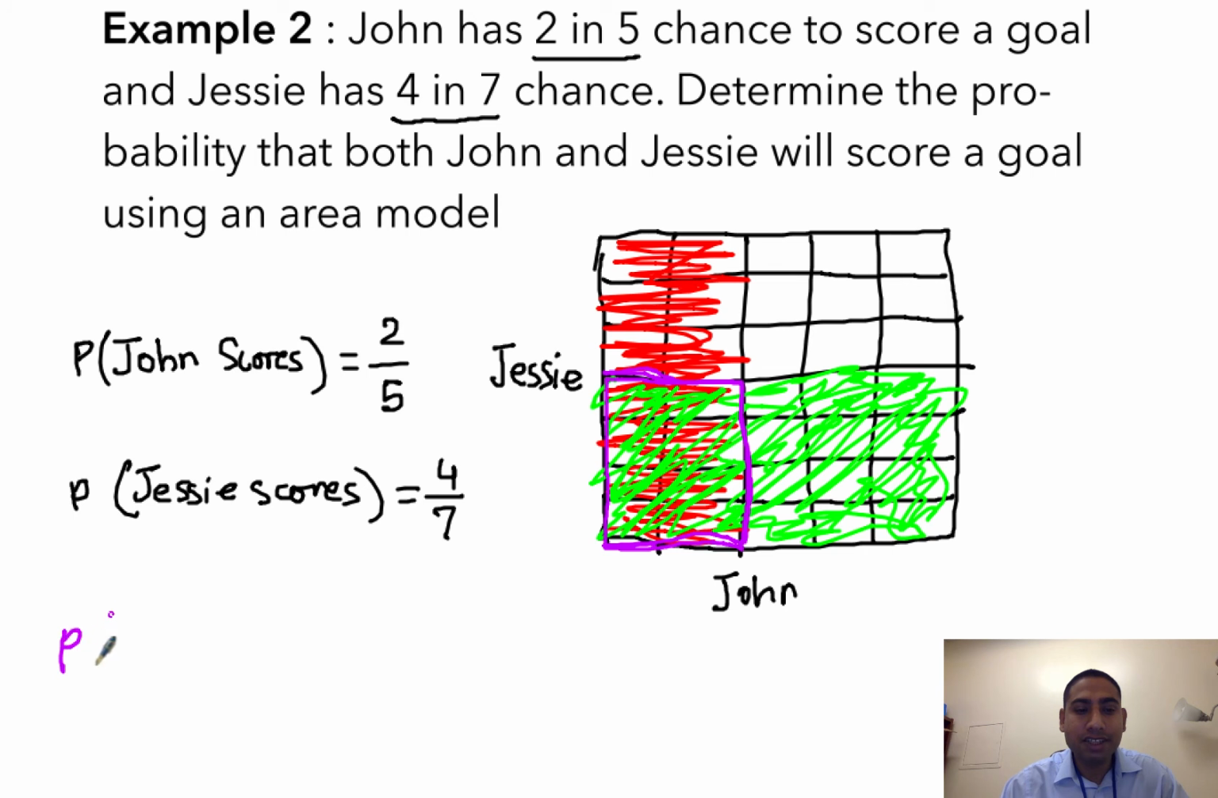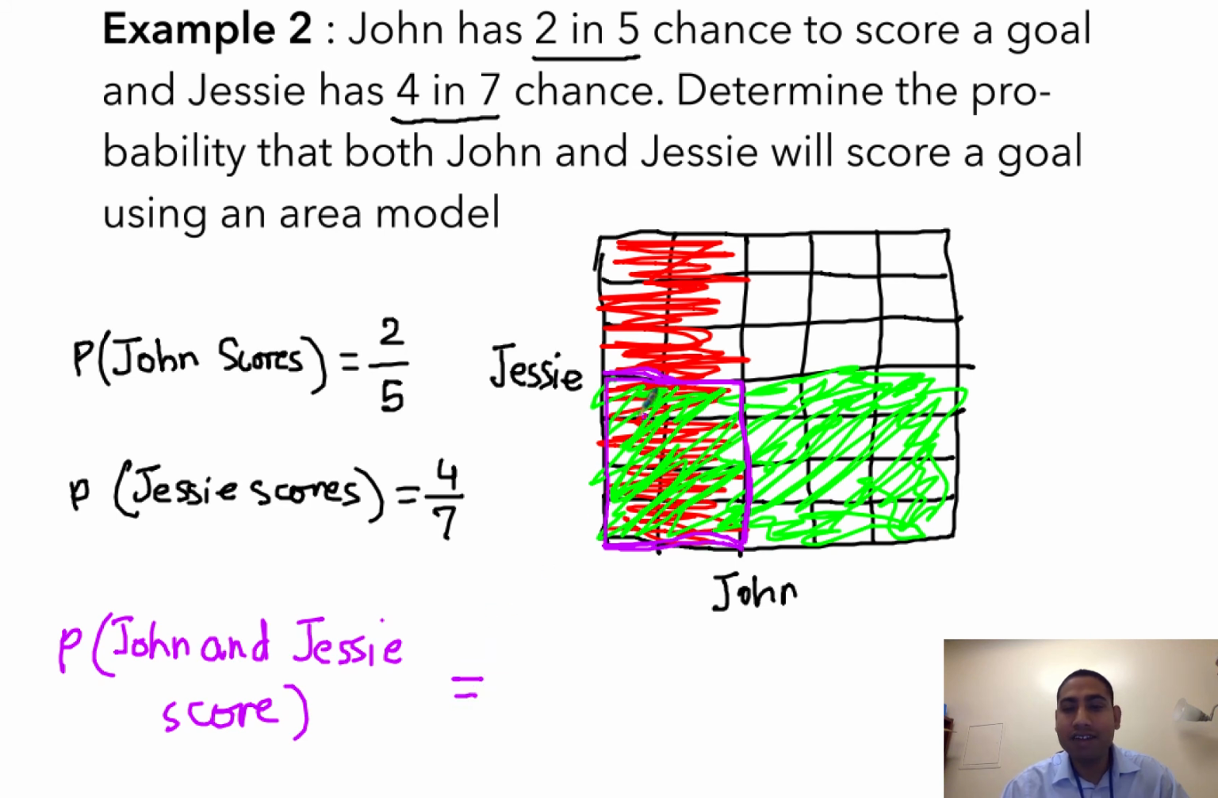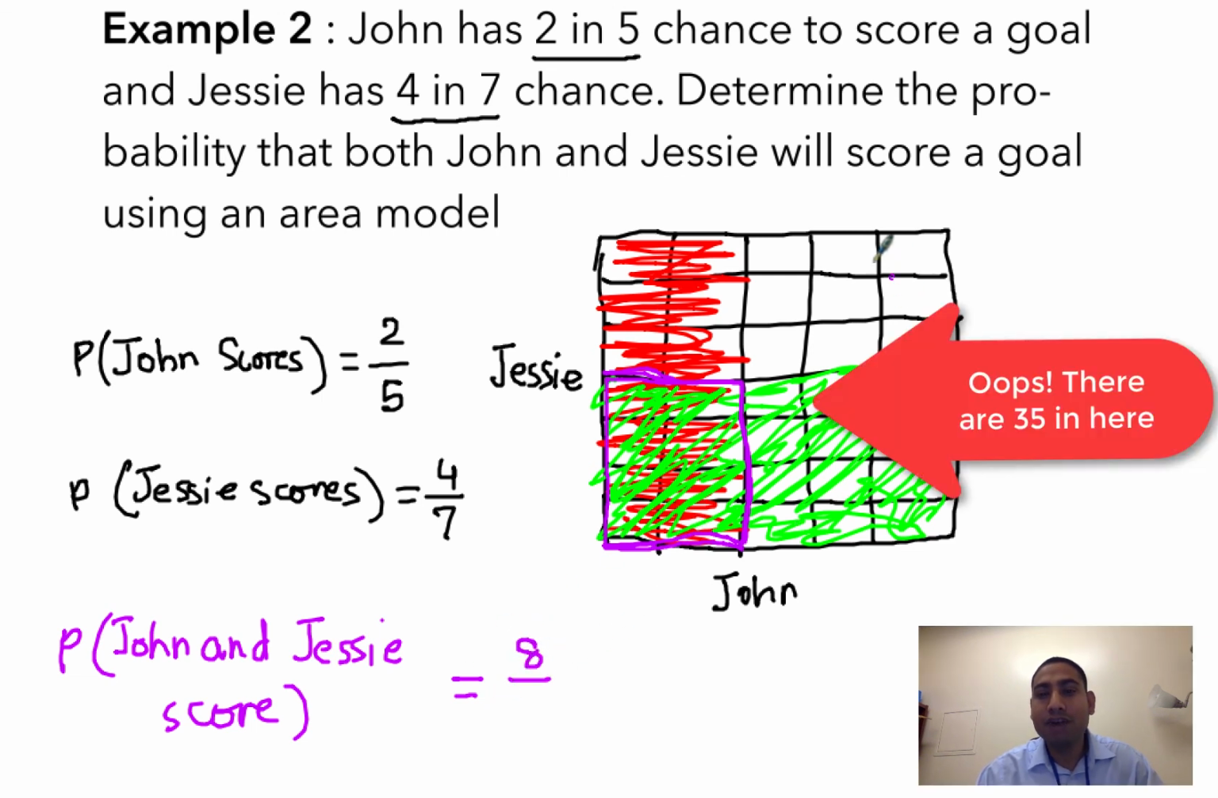So the probability that John and Jesse will score is going to be equal to, now I count how many boxes here. So 1, 2, 3, 4, 5, 6, 7, 8. 8 out of, and there are 28 boxes you can count here in total. So it's 8 out of 28.